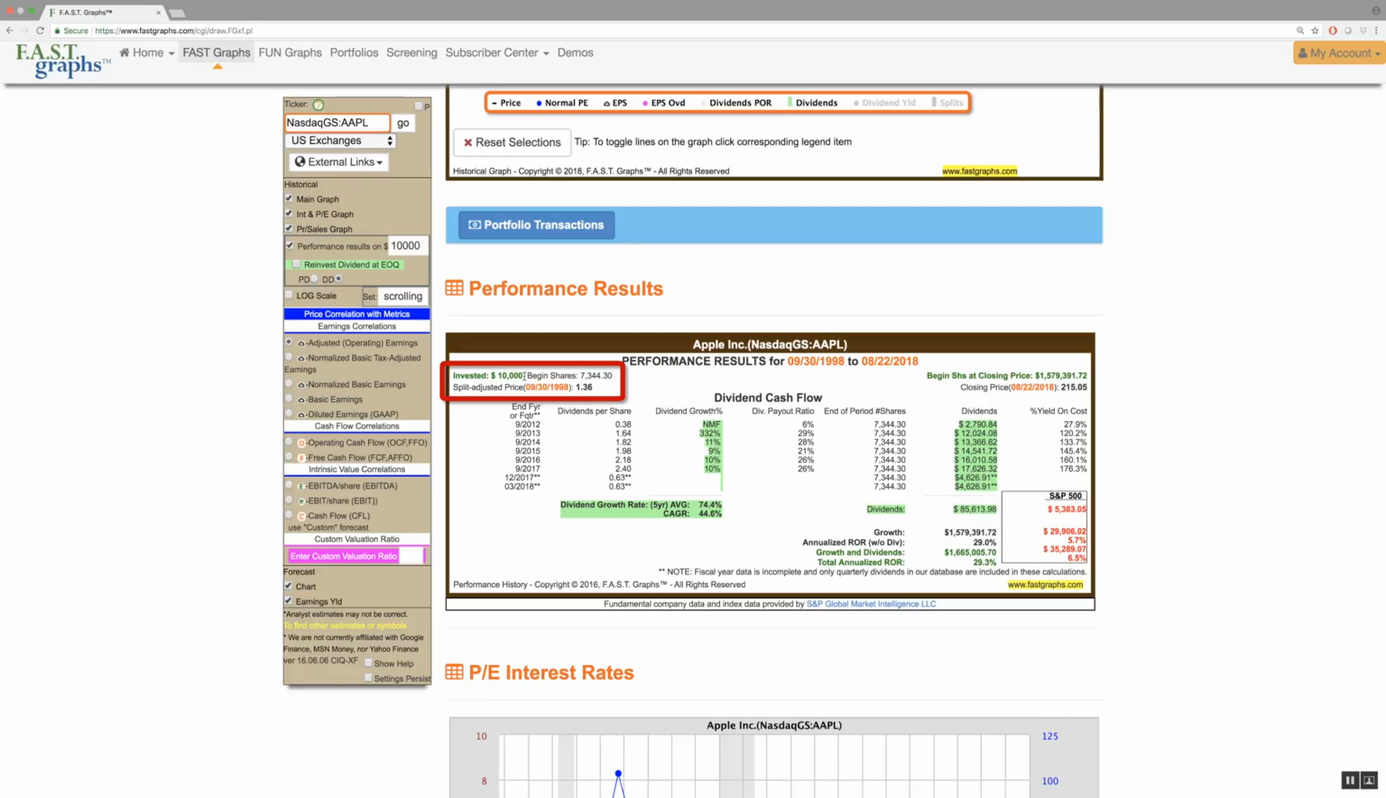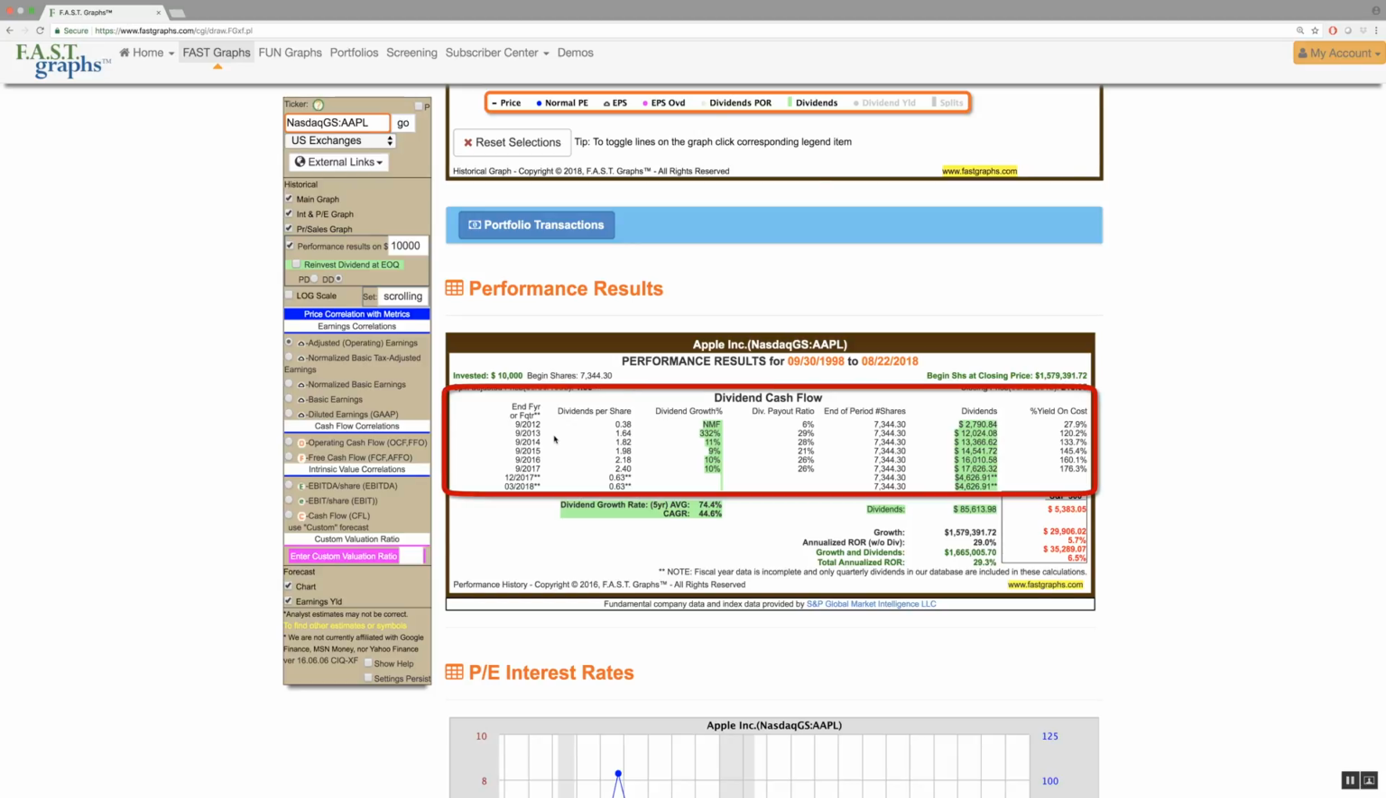For this example, we are looking at the effects of investing $10,000 in Apple with a start date of 1998, and how today that money would be worth about $1.6 million. In this section, we find the dividend cash flows for the entire time period selected.